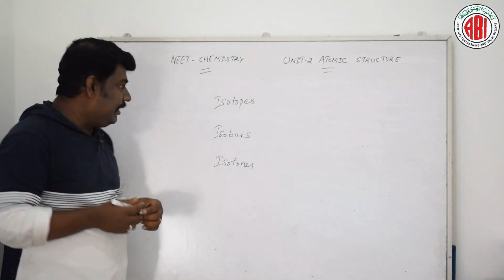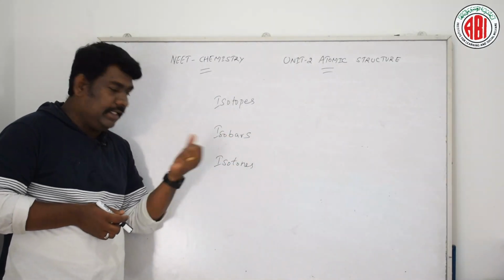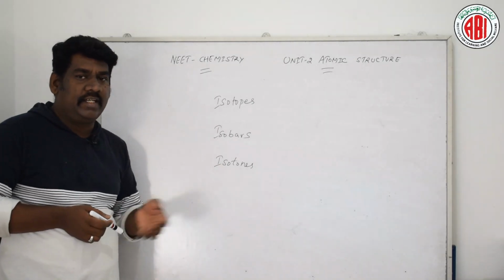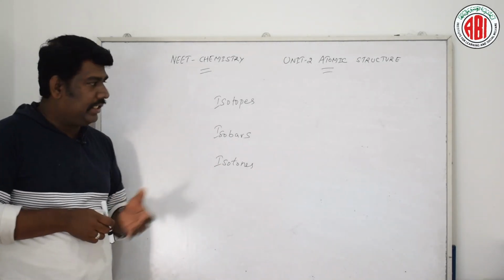First we are going to discuss isotopes, then isobars, and then isotones. What is the definition of these three terms, and with examples, we will discuss it now. Okay, let us see one by one.